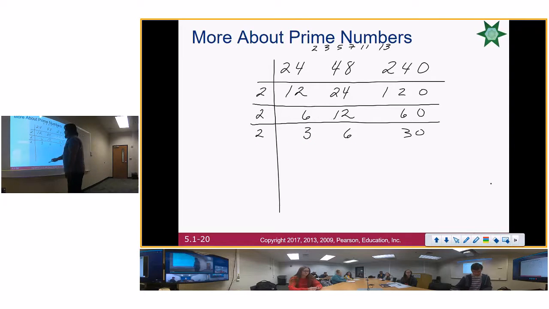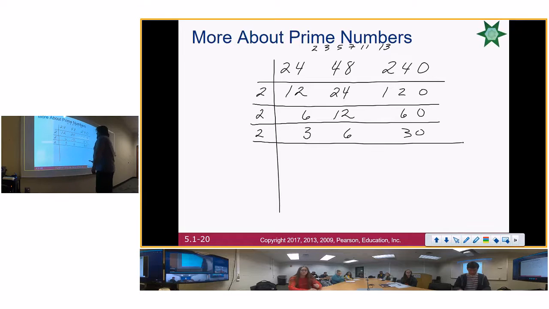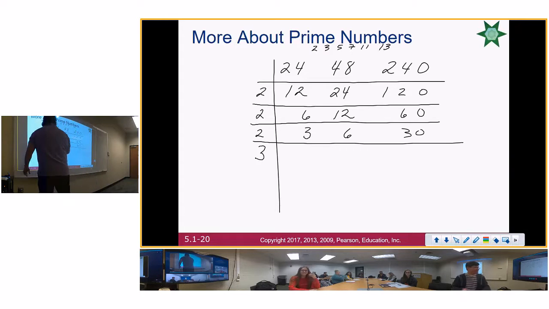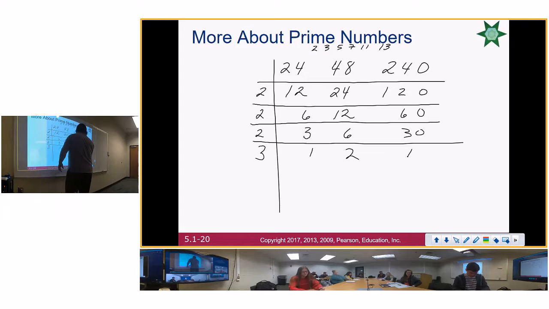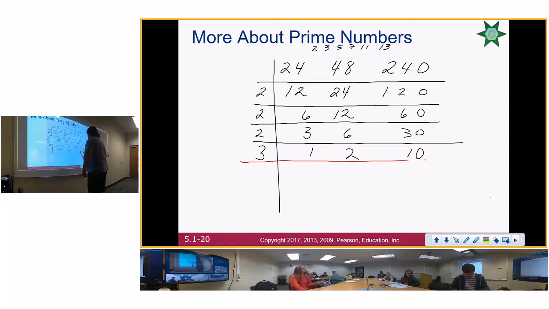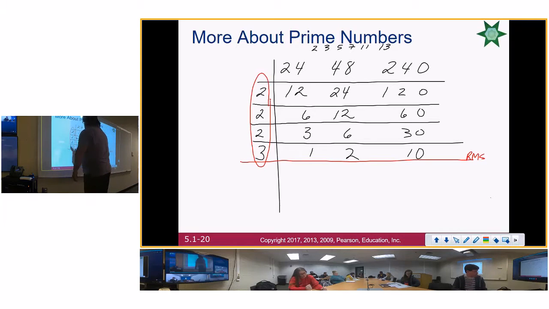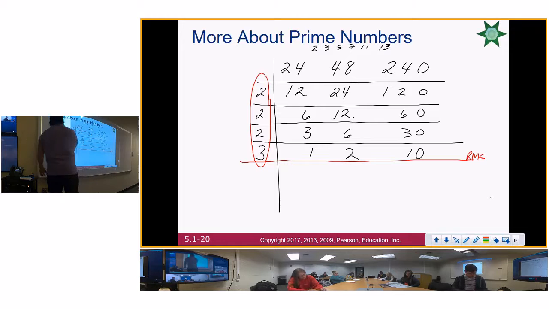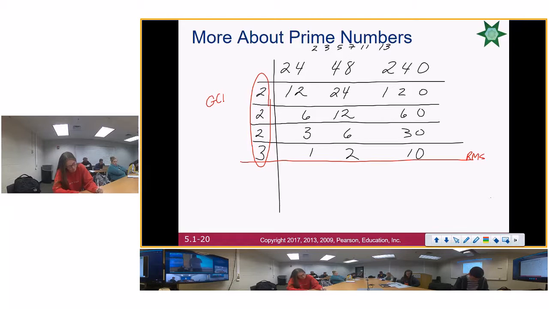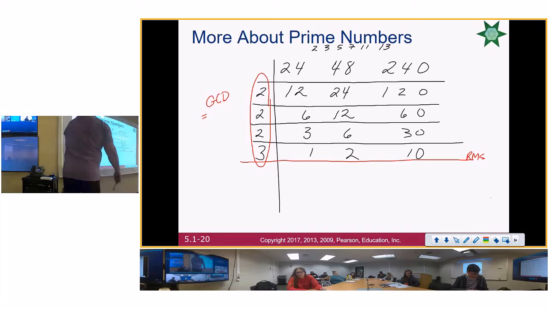I can't even get the black pen to work. I suck. 3. That'll give us a 1, a 2, and a 10. Now the real math stops. And I put a line here. Where the real math stops, that gives me my greatest common divisor. Greatest common divisor is equal to 4 times 6, which is 24. Thank you, class.